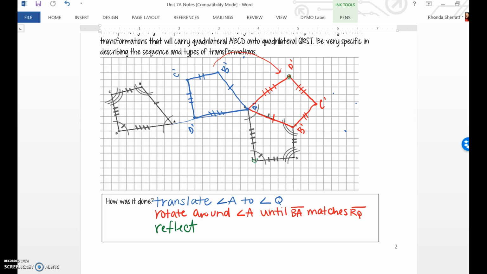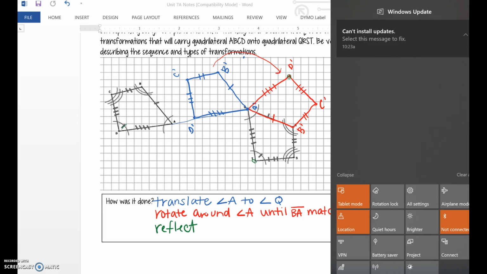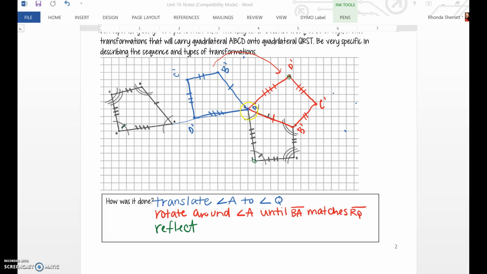Because if you look right here, point D is the one with the line through it with one dash, and that's the same as T, the line with one dash. So we need this thing to reflect over here. So what we want to do is take this image and reflect it over this line that we just matched up right here. So we're going to reflect this image just like that, okay?